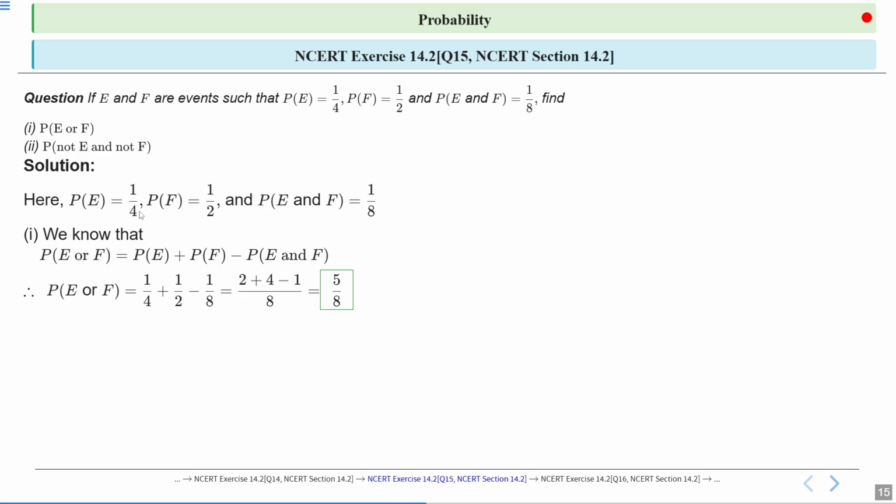Probability of E is 1 by 4, probability of F is 1 by 2 and probability of E and F is 1 by 8. Okay, then you will obtain probability of E or F is equal to 1 by 4 plus 1 by 2 minus 1 by 8. Okay, now simplify it, then you will obtain 5 by 8. Okay, so probability of E or F is equal to 5 by 8.